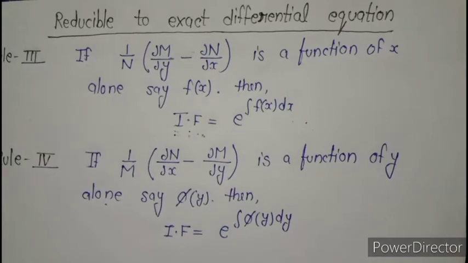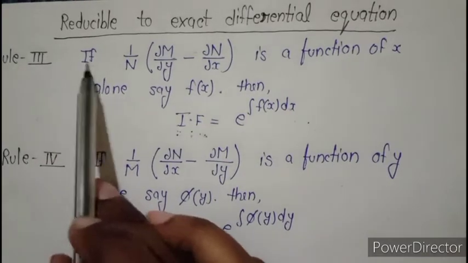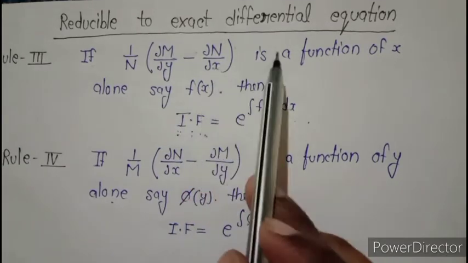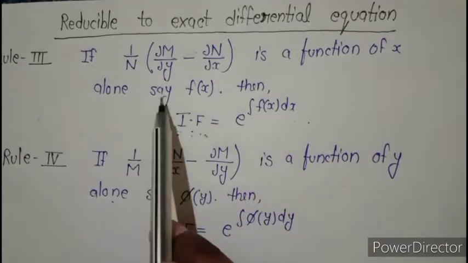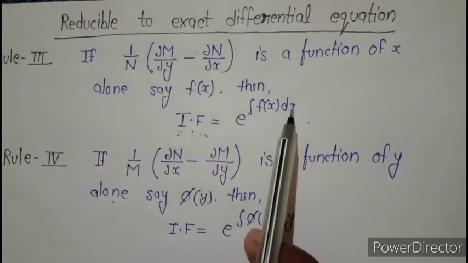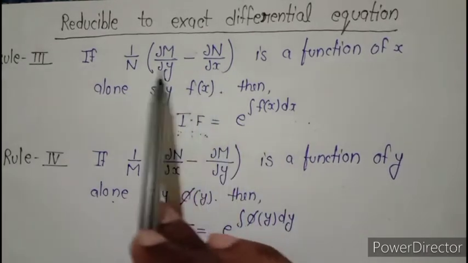So what is rule number 3? If 1 upon N times (dM/dy minus dN/dx) is a function of x alone, say f(x), then the integrating factor is equal to e raised to power integral of f(x) dx. What does it mean? You can understand it.